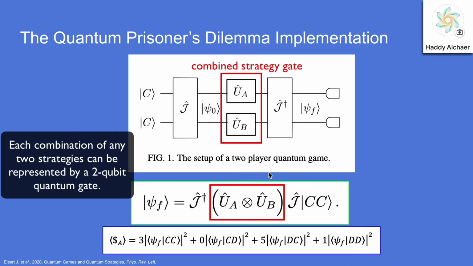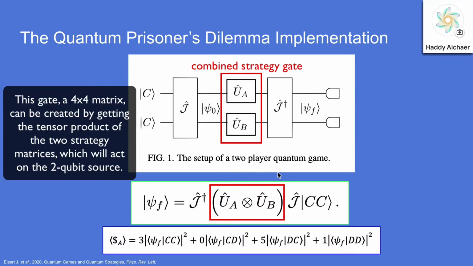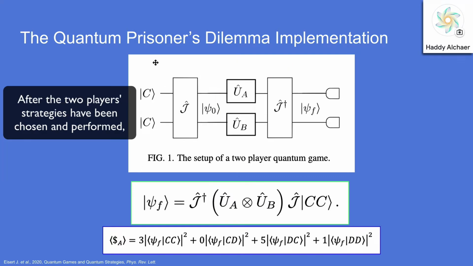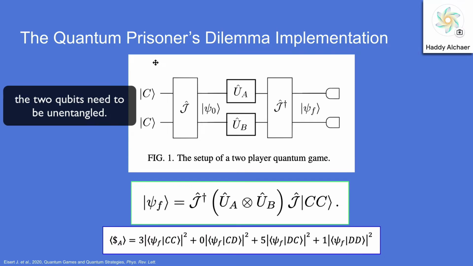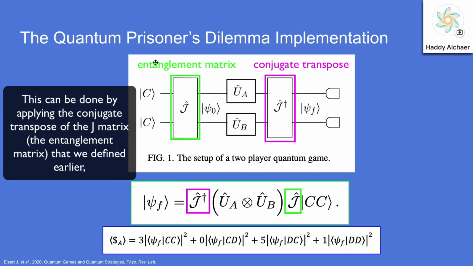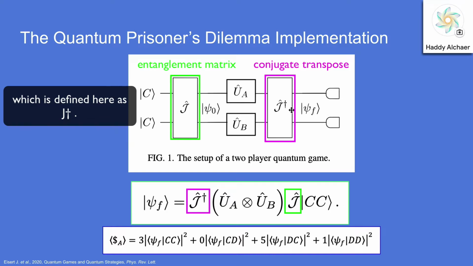Each combination of any 2 strategies can be represented by a 2-qubit quantum gate. This gate, a 4x4 matrix, can be created by getting the tensor product of the 2 strategy matrices, which will act on the 2-qubit source. After the 2 players' strategies have been chosen and performed, the 2 qubits need to be unentangled. This can be done by applying the conjugate transpose of the J matrix, the entanglement matrix that we defined earlier, which is defined here as J dagger.